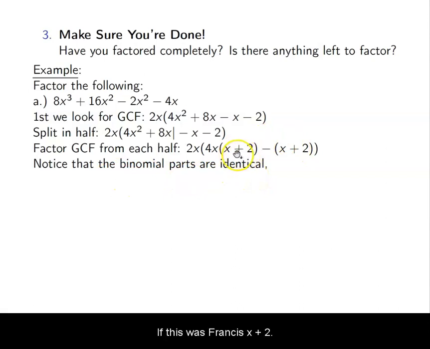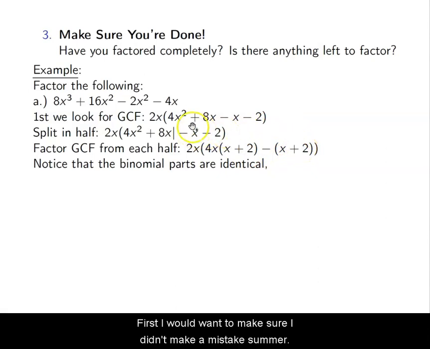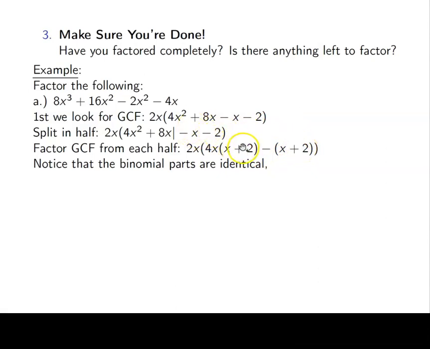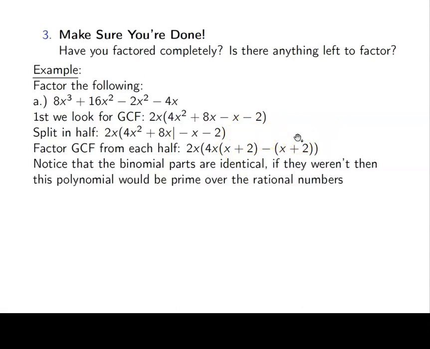If this was, for instance, x plus 2, and this was x plus 1, first I would want to make sure I didn't make a mistake somewhere, okay? But if I'm confident that I didn't make a mistake, and the two binomial parts are not the same, then this would be prime over the rational numbers, meaning that it would be non-factorable, okay?